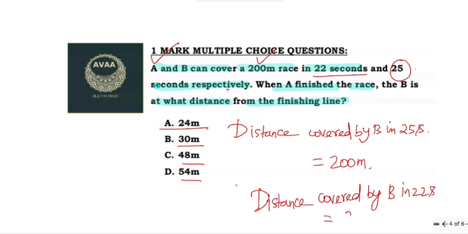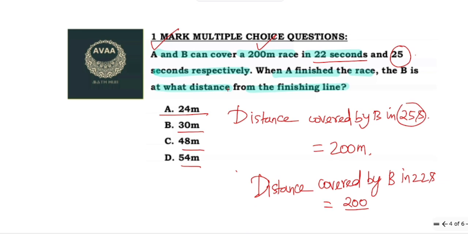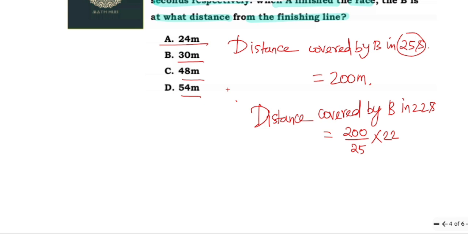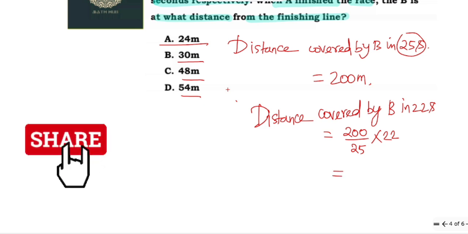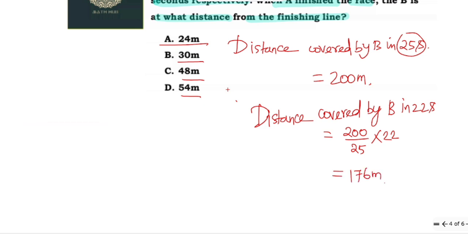That is actually the distance over the time what B has taken. That is actually 25 seconds. Along with that 22 seconds we should consider, because that's the time A has taken. So now if we simplify this, if we cancel this one by one, we are getting the answer to be 176 meter. Yeah, of course, 25 goes into 200 8 times. So 8 times 22 is this one.